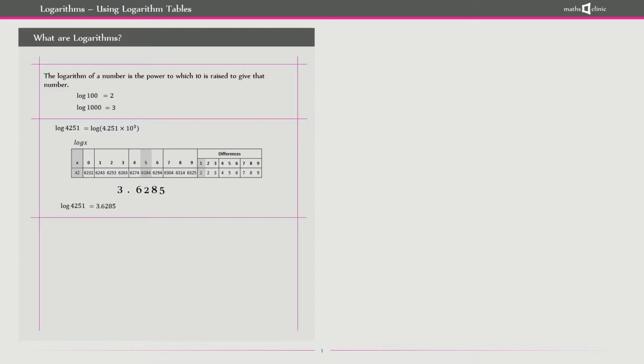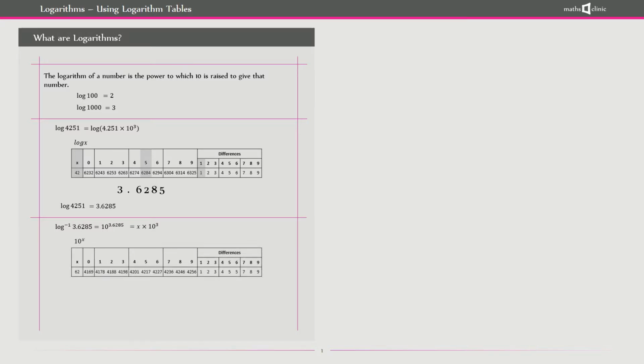Now, what if we're looking to go back? We're given the logarithm of a number and we're told to find that number. We call this antilog, and it's often written as log inverse, log to the power of -1 of a number. It simply means 10 to the power of that number. We know that log 4251 is 3.6285. We want to take this back and get 4251 again, and we can do so using antilog tables.